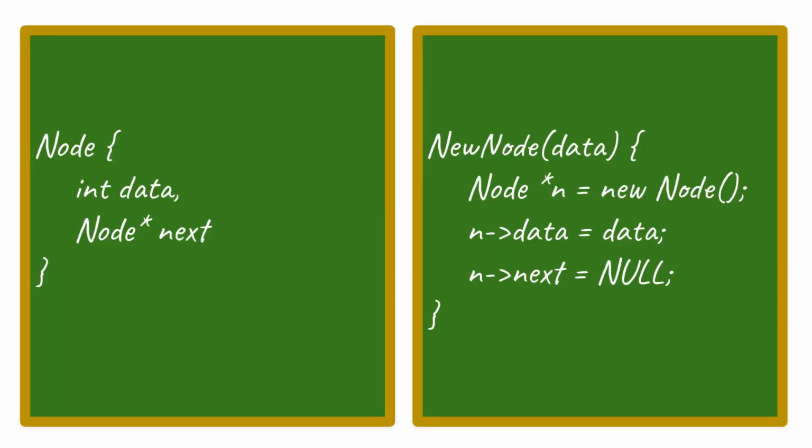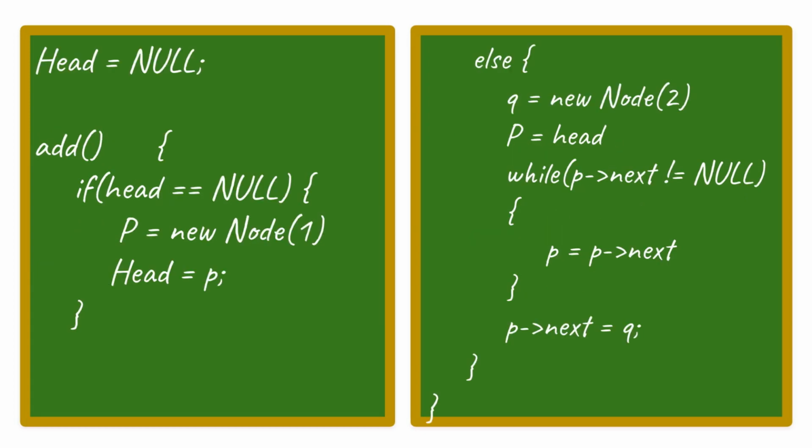Before I end this video, let's take a look at the combined view of all the snippets to form the complete picture. First we created the node structure and the new node function, which generates the new node for each element of our list. Then we saw how we can add the first node or any other node to the list. The logic for adding the first node and all the other nodes is different.